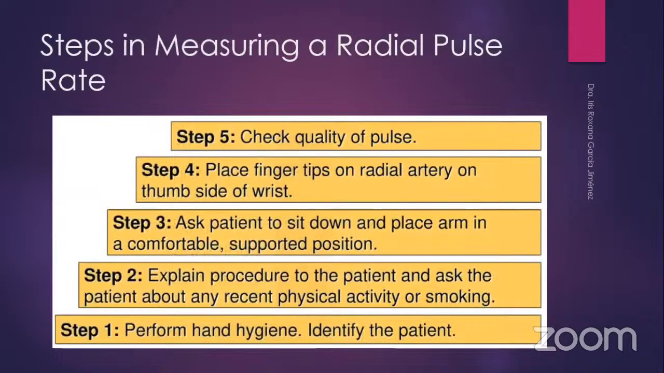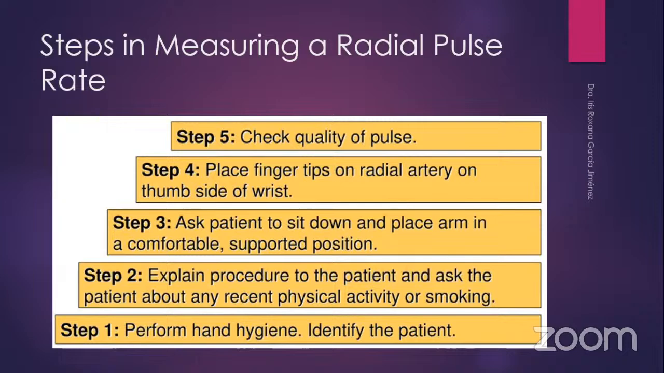And the steps for measuring radial pulse. Just the radial one. These steps are for showing how to describe this procedure. Of course, starting with the hygiene, exploring and explaining the procedure to the patient, asking for permission for touching him, and asking about physical activity, smoking, well, habits that we must consider. We must place the patient sitting down and the arm in a comfortable position.